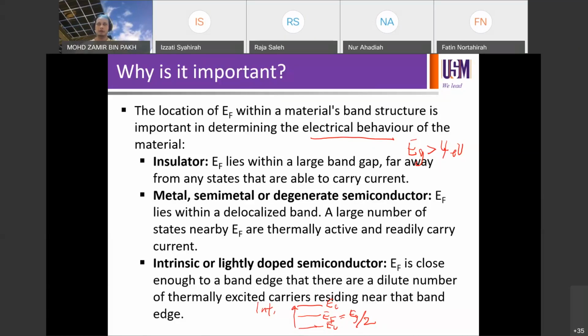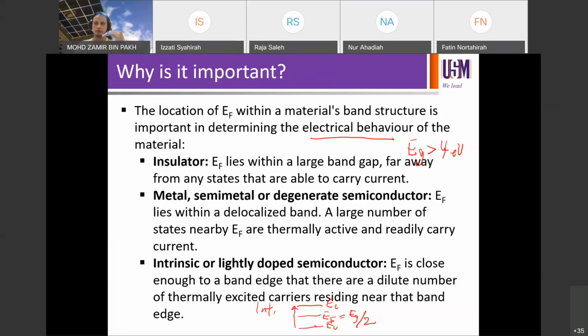If you're talking about silicon, 1.12 eV, that means your EF for intrinsic will be 1.12 divided by 2, which is 0.56 electron volt. For crystalline silicon, it's going to be 0.56 as your EF for intrinsic silicon. And we're going to see later on, when we discuss extrinsic, as your doping moves in one direction, either more p-type or more n-type, that your EF is going to move accordingly. For intrinsic, your EF lies right in the middle of the band gap.